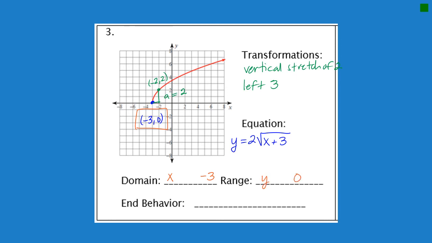So my x, or my domain, will always use the same arrow as the graph, so that's greater than or equal to. And then my range value, if I take a look at my numbers here, my start value is at 0 and I end at 2. 2 is greater than 0, so I want greater than or equal to. And then for my end behavior, as x goes towards infinity, my y values are going up, so they're also going towards infinity.